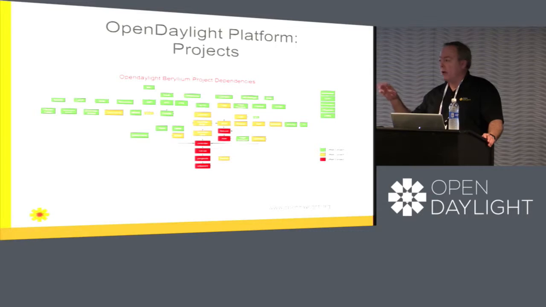Again, this graphic I recognize is rather small. The red boxes are our offset 0 projects, the yellow or orange or gold is the offset 1 projects, and the green is offset 2.